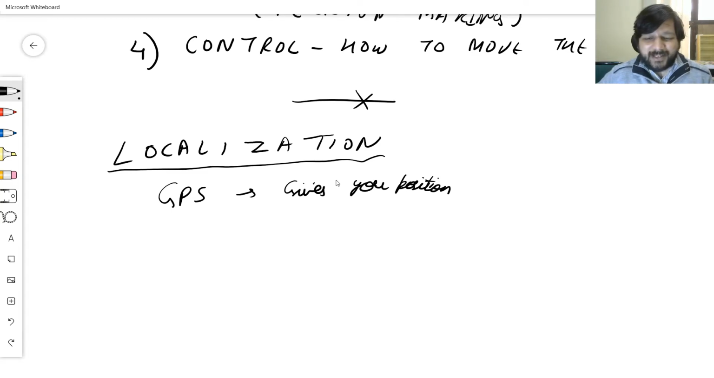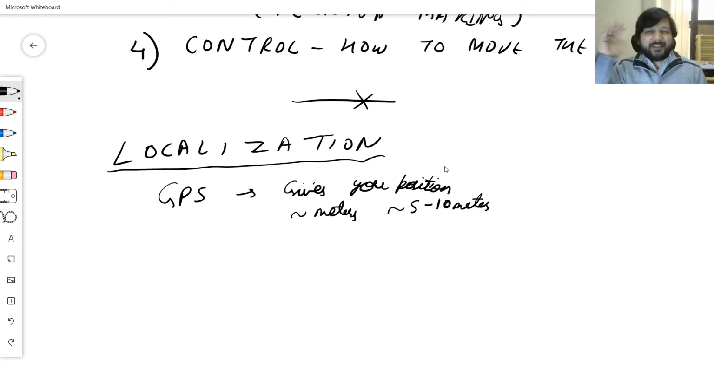So that's my GPS. Now the problem is the GPS error is a few meters. So let's say 5 to 10 meters. It could go up to 15 meters as well. There are concrete buildings where satellite signals cannot navigate and therefore the errors are much larger.